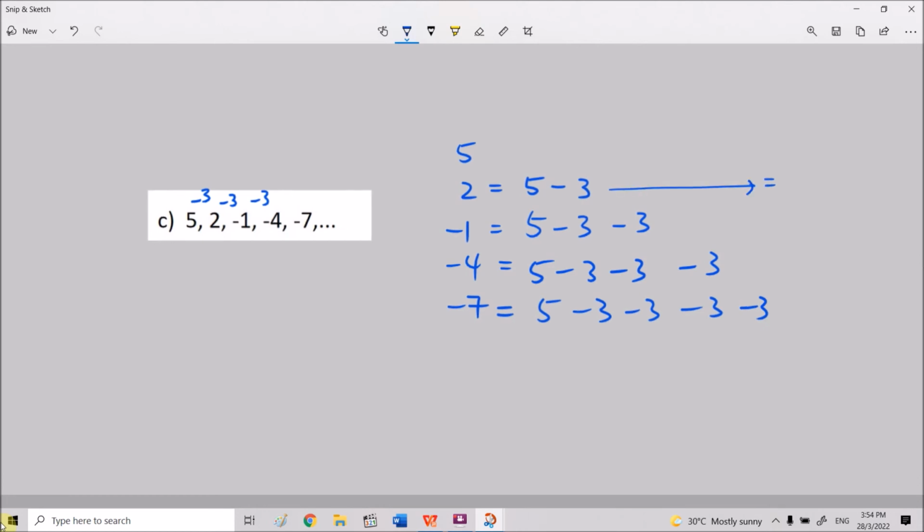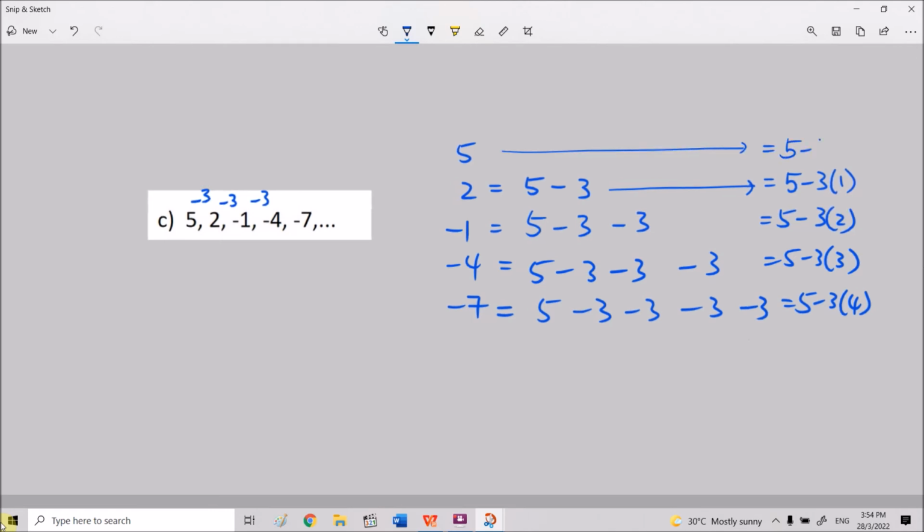So we write this as 5 minus 3. Okay, as you can see, the repeating number is the -3 here. So we just write 3 times 1, since there is only one 3 here. And then we have 5 minus 3 times 2, because there are two -3s. And then we have three -3s, so you have 5 minus 3 times 3. And of course here we have four -3s. So 5 minus 3 times 4, because there are 4 of them. And of course the last one here, we have 5 minus 3 times 0.